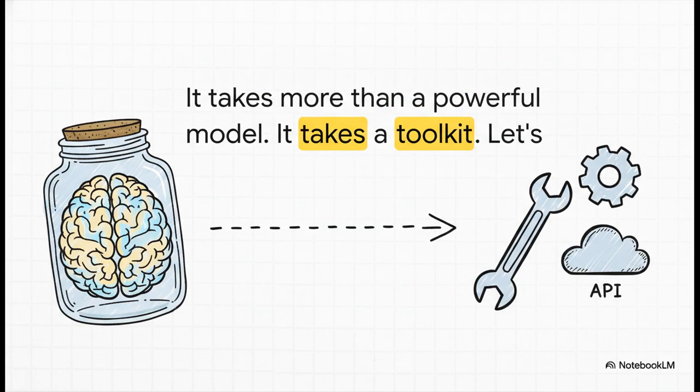The best way to think about a base LLM is like a brilliant brain just floating in a jar. It's got all this incredible intelligence, but it's totally cut off from everything. It's naive. It doesn't know your context. So to make it truly useful, we have to connect that brain to the world. And for that, you're going to need a toolkit.